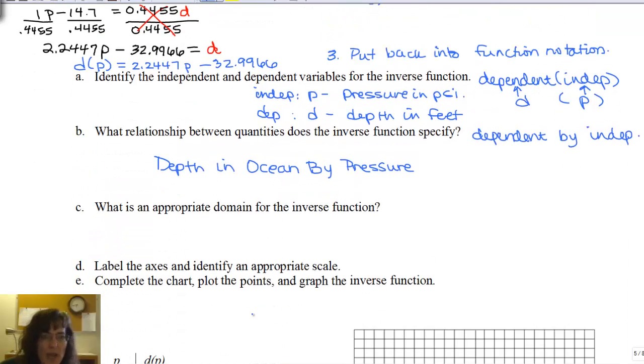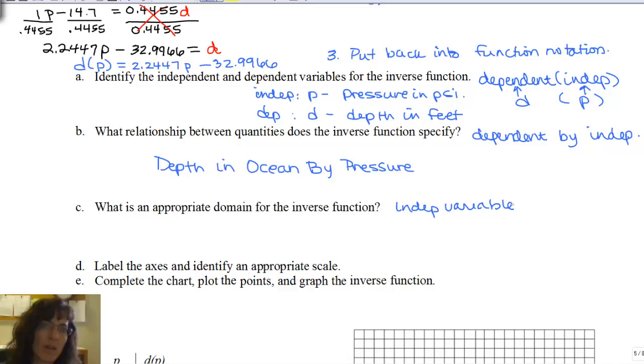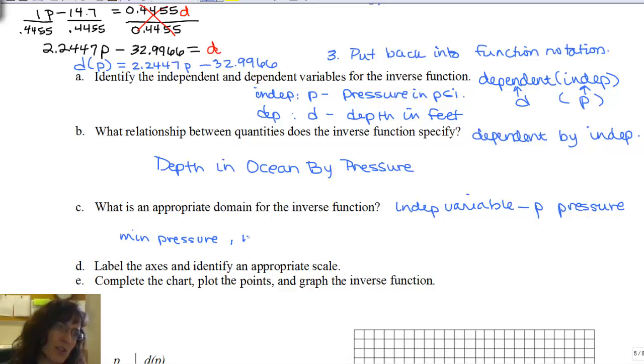And then the domain is still talking about the independent variable, which in this problem, I can see, I wrote it out right here, is the P for the pressure. Now I want to find the values for minimum pressure to maximum, like that. And so I'm thinking, what is the smallest pressure?